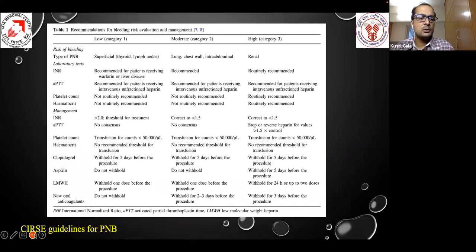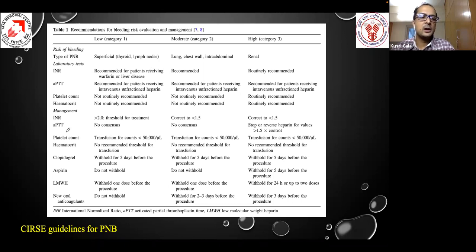So now coming on to the CIRSE guideline for percutaneous biopsy. Basically this has been divided into a low risk group, that is category 1, a moderate risk group, and a high risk group. In the low risk group are superficial organs, that is thyroid and lymph node. For moderate risk, it is lung, chest wall, abdominal organs. For high risk, which includes liver and renal biopsies.